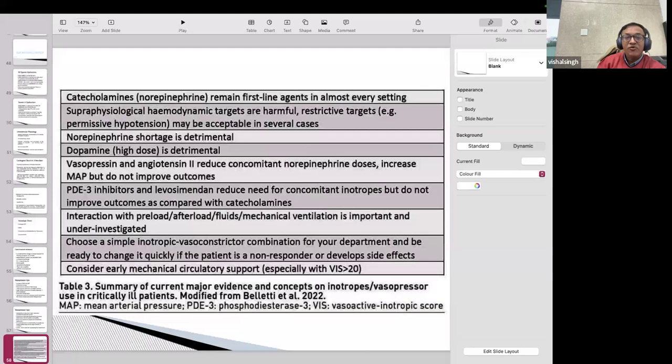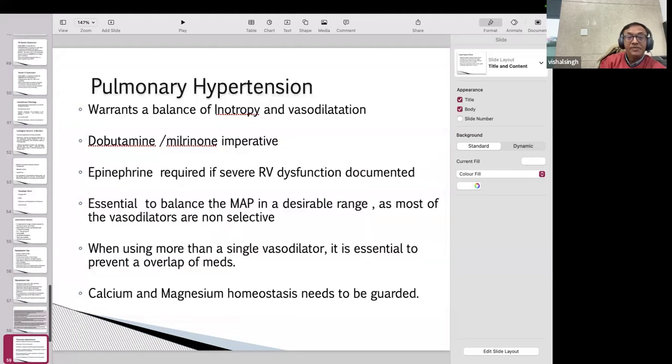And interaction with preload, afterload, fluids, mechanical ventilation is important and under-investigated. So, food for thought for everyone. And choose a simple inotropic vasoconstrictor combination for your department and be ready to change it if the patient is a non-responder or develops side effects. Consider early mechanical circulatory support, especially if your vasoactive inotrope score is exceeding 20. Pulmonary hypertension similarly warrants a balance of inotropy and vasodilatation. Milrinone, dobutamine, along with epinephrine usually works well. And also, when you are using more than a single vasodilator orally, make sure that you don't overlap them.